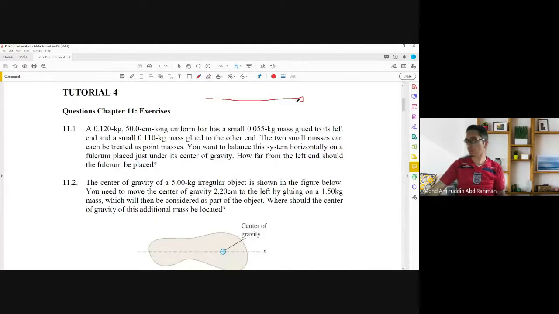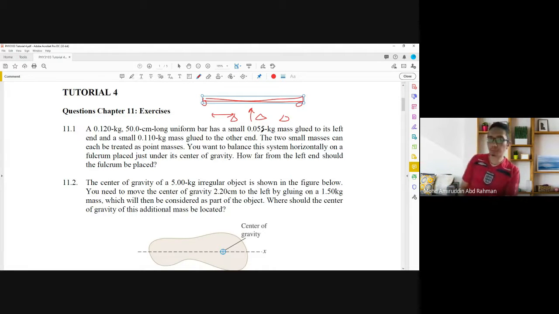Okay, so we have a uniform bar. So include something over there. And then we need to determine where the fulcrum should be placed. Either somewhere around here, there, or there. So what kind of equation is that?